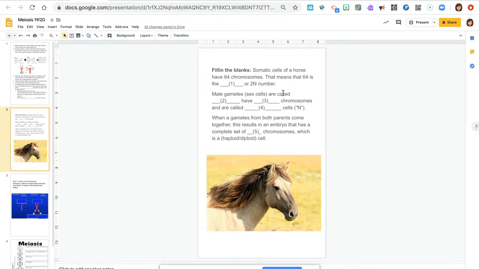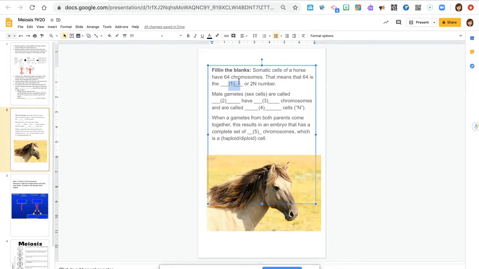All right, somatic cells of a horse have 64 chromosomes. That means that 64 is the, I think I'll write in caps, diploid number, or the 2N number. Male gametes or sex cells are called sperm, and they will have half of the diploid number. So that would be 32 chromosomes, and they are called haploid cells.